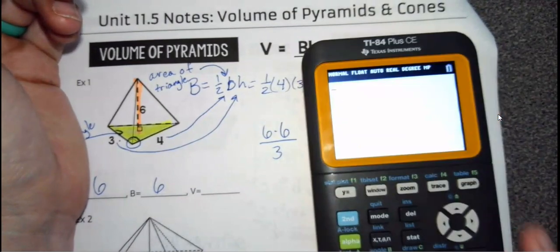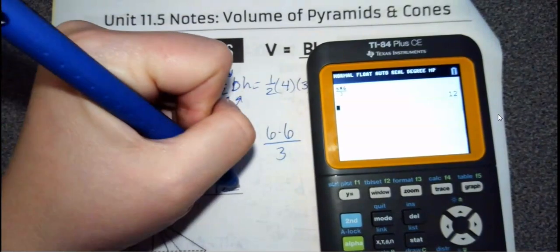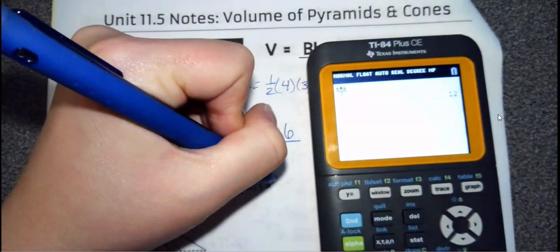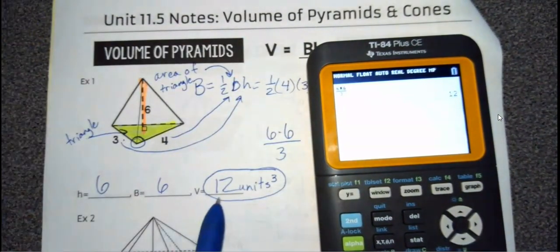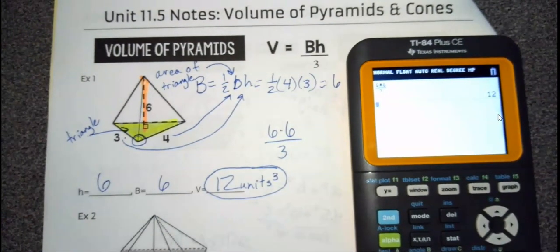So if I put it in our little fraction bar, you're just going to get 12. And it's going to be whatever units cubed, because this is saying that you can have 12 1 by 1 by 1 little cubes that fit inside this pyramid.